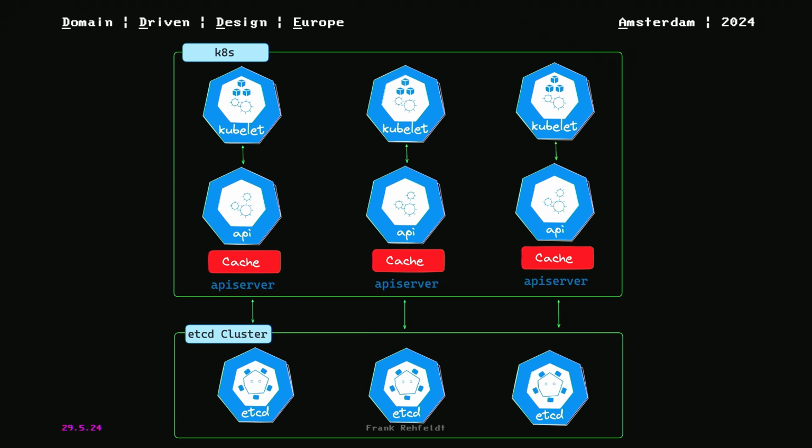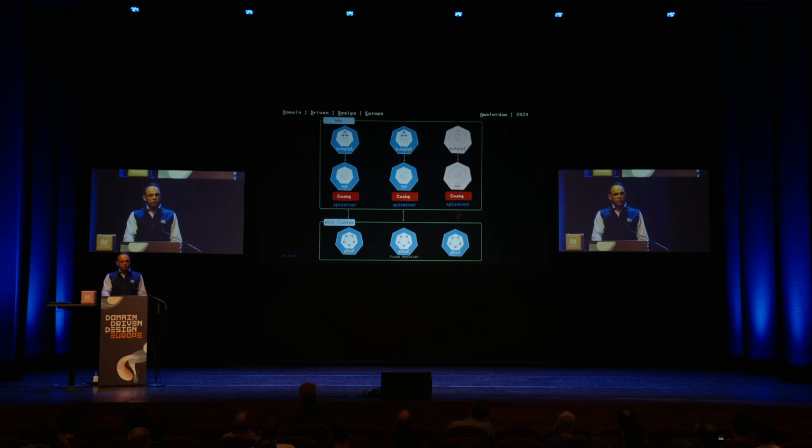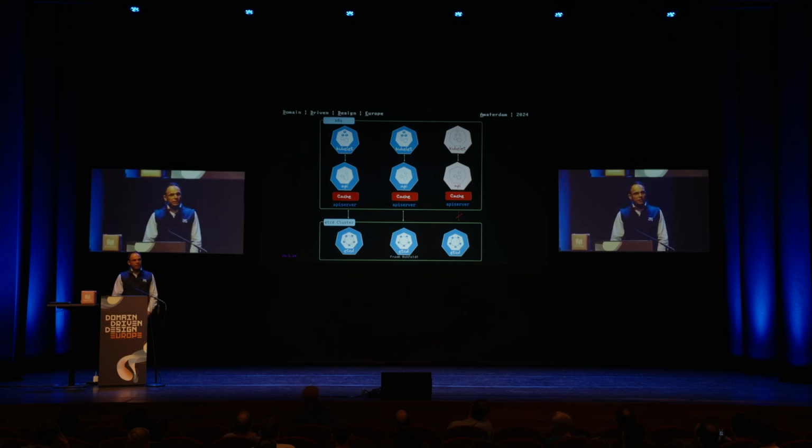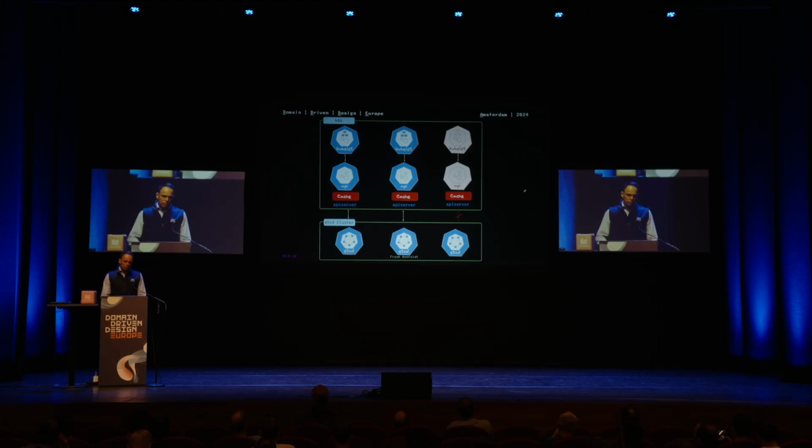So why is this a problem? The problem arises when we have a network partition. For example, we have here on the right-hand side an API server that is disconnected from the etcd cluster, but it doesn't notice that it is disconnected. And the cache is stale. And now it could be the situation that a rolling update occurs.